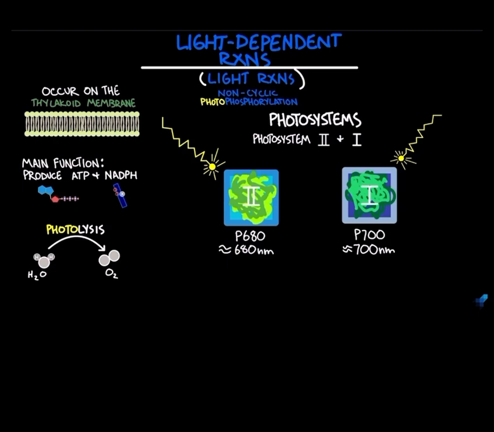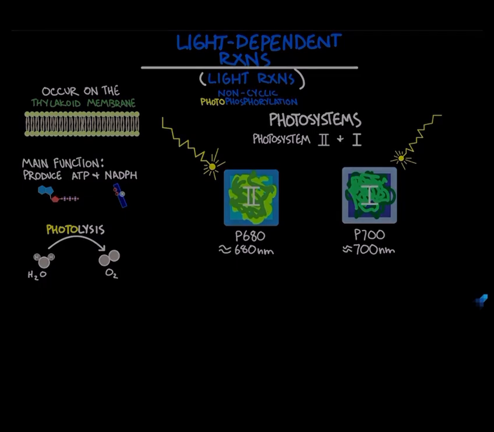Now, photosystem 2 comes first, and then it's followed by photosystem 1. And that is because photosystem 1 was discovered before photosystem 2, so it kind of threw off the whole order. Just know that 2 comes before 1.